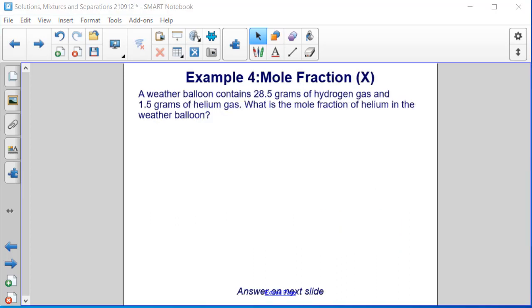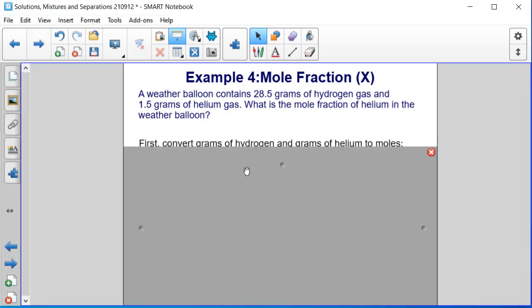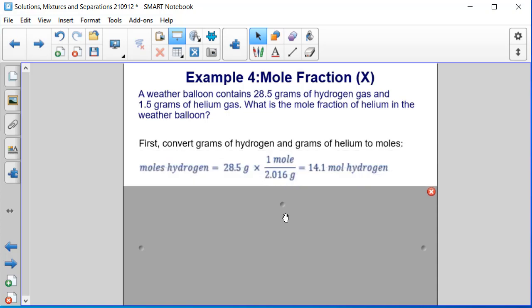Example 4, mole fraction. A weather balloon contains 28.5 grams of hydrogen gas and 1.5 grams of helium gas. What is the mole fraction of helium in the weather balloon? Let's go to the next slide and walk through the answer. First, we need moles, right? Because we're finding mole fraction. So we're going to convert grams of hydrogen and grams of helium to moles.